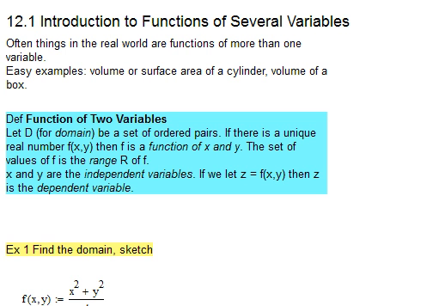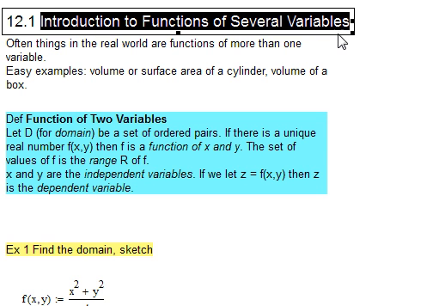Well, it's time for us to go charging ahead into the next unit, where we're going to look at functions of several variables and actually analyze them in similar ways to how we would have analyzed the function in Calculus 1. So let's go charging ahead.